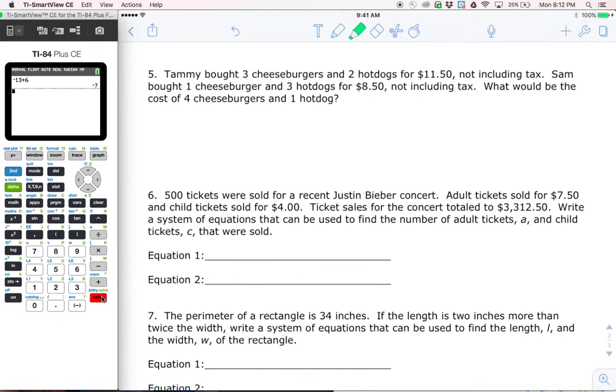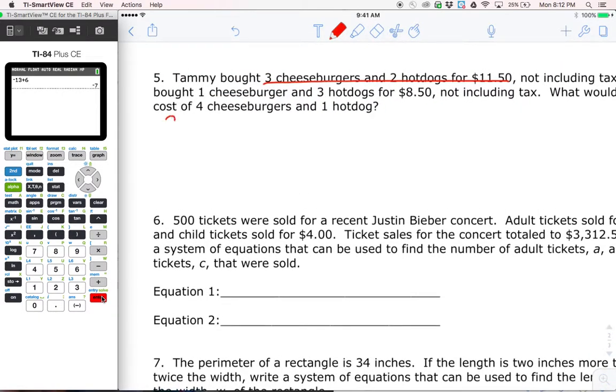All right, well, in my mind, the only way to do this is to figure out how much each cheeseburger costs and how much each hot dog costs, right? So I'm going to write 2 simple equations. 3 cheeseburgers plus 2 hot dogs is $11.50. So I'm going to say 3c plus 2h equals $11.50.